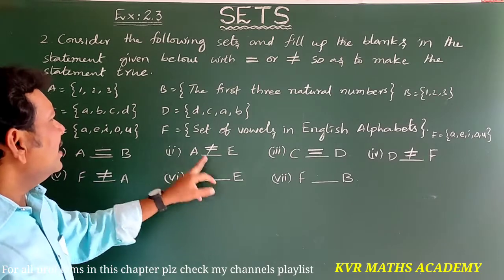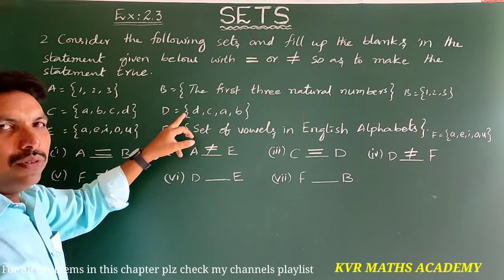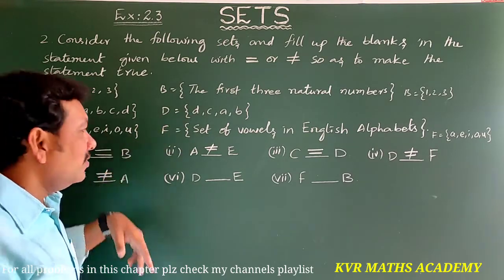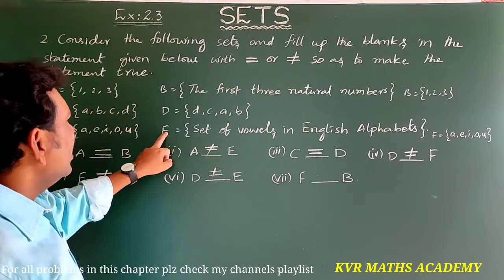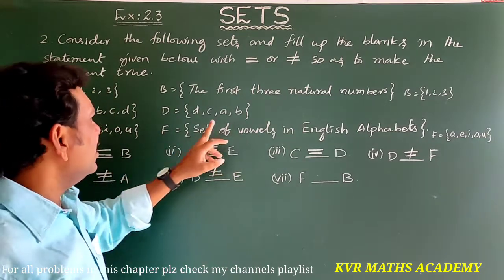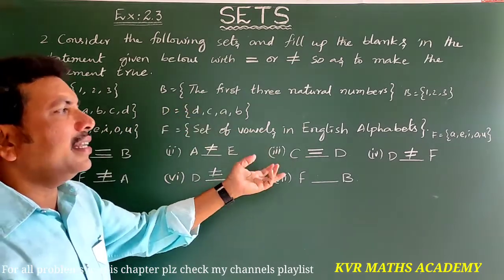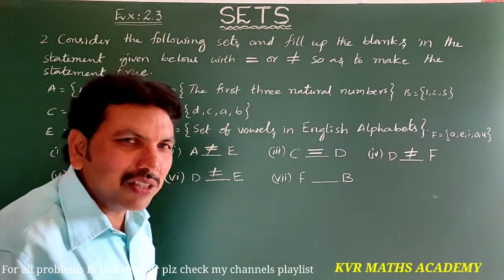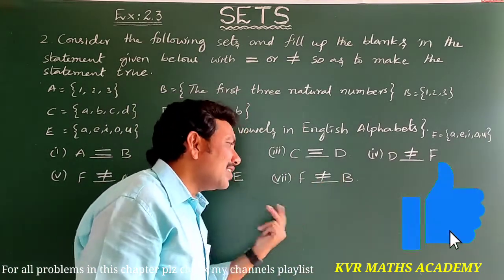Next, D and E. D, A, B, C, D, E, A, E, I, O, U. So these are also not equal. Right? Yes. F and B. F, set of vowels in English alphabets. B is the first 3 natural numbers 1, 2, 3. So those both are also not equal. Is it clear? Yes, note it down.